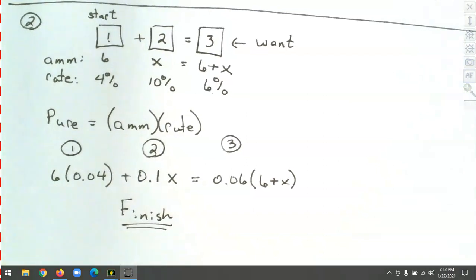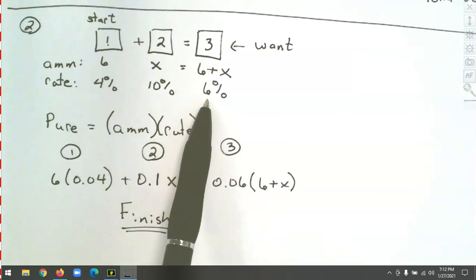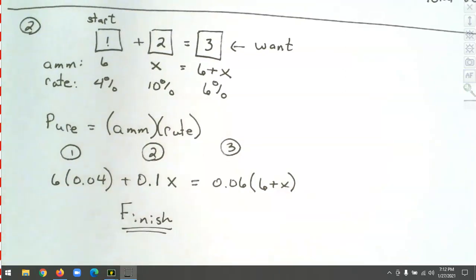So we've got it set up. You can finish that equation out. Okay? Is everyone okay with how I set that up? The most important part is to make sure that box number 3 is what you want at the end. So when we've solved this out, we want to make sure we get that 6%. So it goes in box 3. That's where the majority of students make a mistake, is in that box 3.